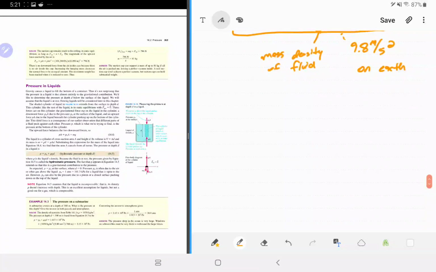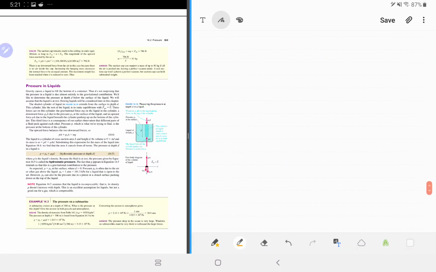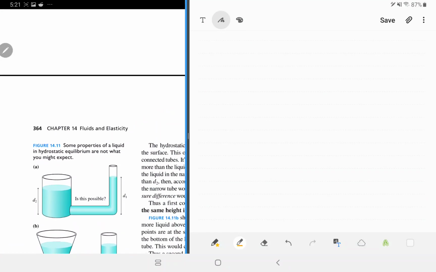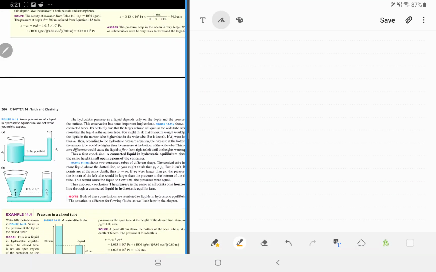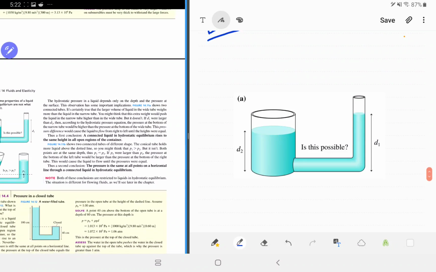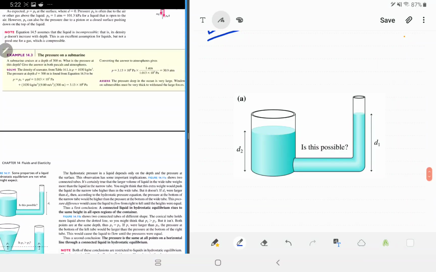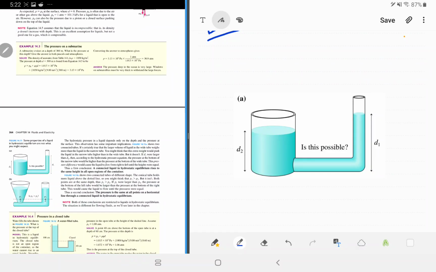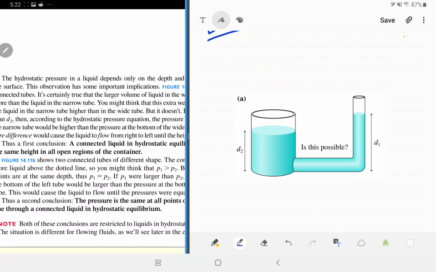Yeah, one example. So I want to go over this example right here in the book, figure 14.11. Okay, so there are two important things to keep in mind when you're solving problems involving pressure in a fluid. And these are the bolded statements right here.